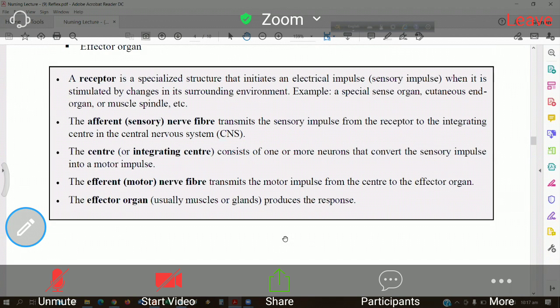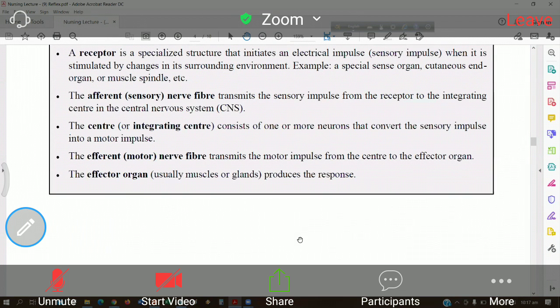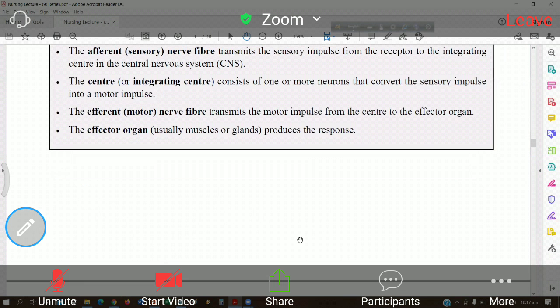For example, the salivatory reflex. When a person ingests something, takes some foodstuffs in his oral cavity, there occurs secretion and release of saliva in the oral cavity by the glands. So this is another form of reflex, where the effector organs are the glands.